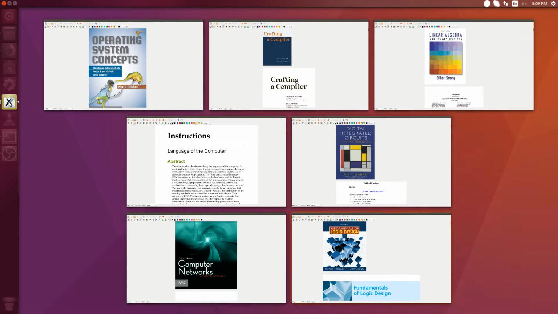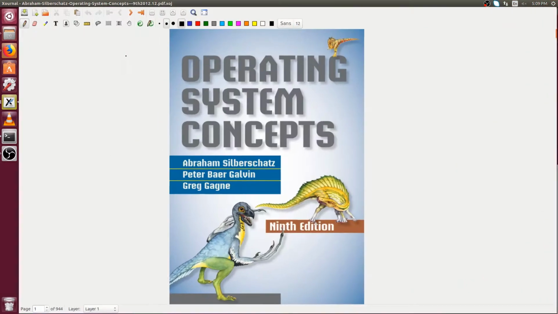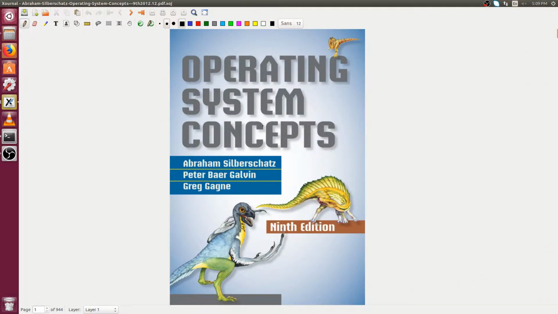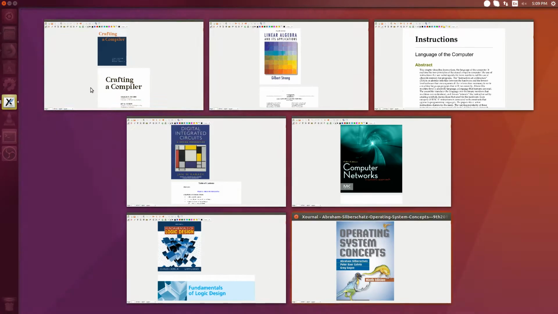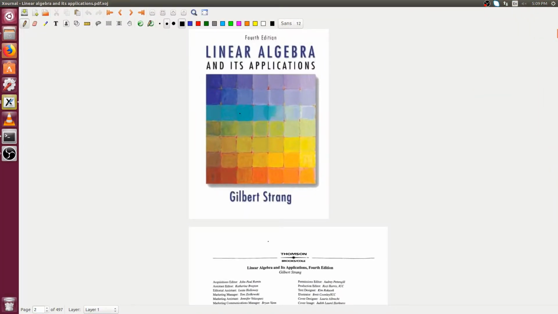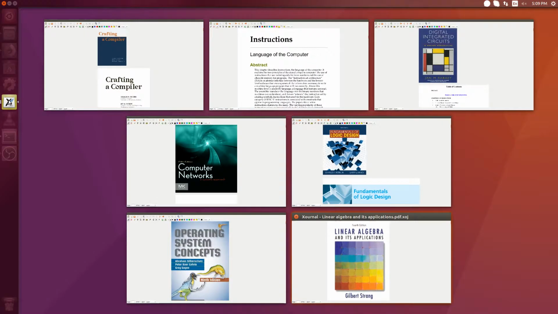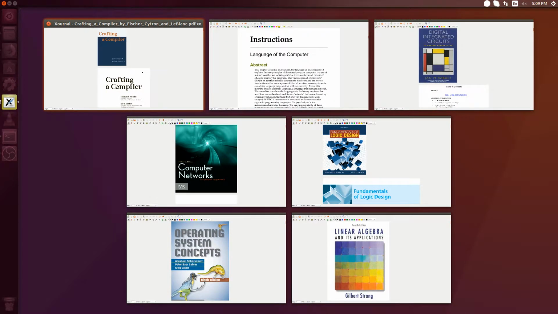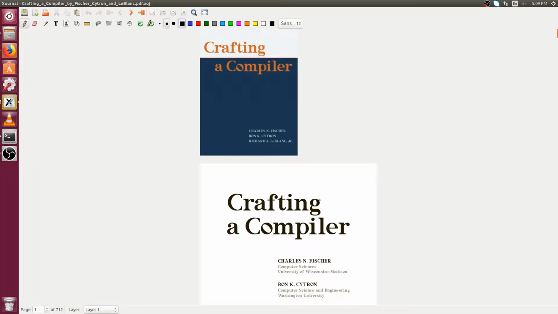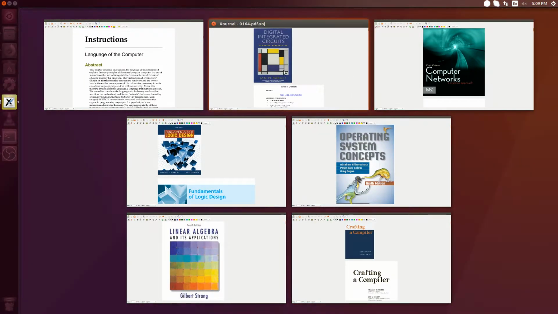We're going to be doing a course on operating system concepts. So this is the dinosaur book. This is the gold standard for operating systems. We're going to be starting this on Monday, and a lot of these books on Monday. So we've got operating system concepts. We have linear algebra and its applications. We have crafting a compiler, a classic, a first course in compilers. Everyone needs a first course in compilers.